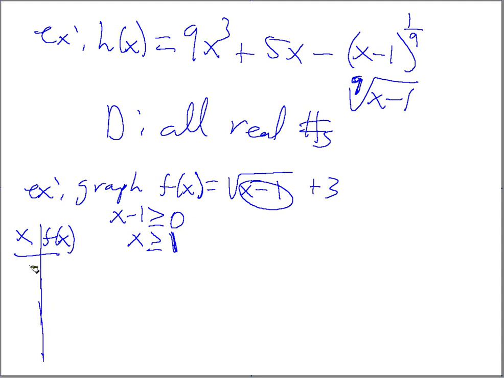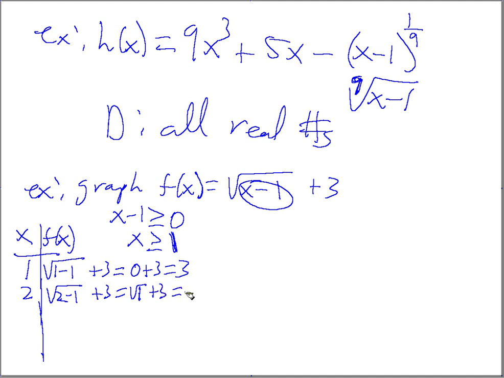Okay, let's just pick out some numbers here. 1 for x, 1 minus 1 is 0. So plug it in, you get square root of 1 minus 1 plus 3. This is going to be 0 plus 3, or just 3. What's another one for x? Well, I can pick 2. 2 minus 1 is 1, which is a perfect square, which is good. So square root of 2 minus 1 plus 3. This is root 1, plus 3. So this is going to be 1 plus 3, or 4. No big deal there.